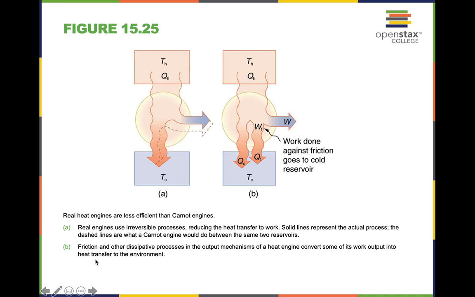So for B, we have friction and other dissipative processes in the output mechanisms of a heat engine that convert some of its work output into heat transfer to the environment.